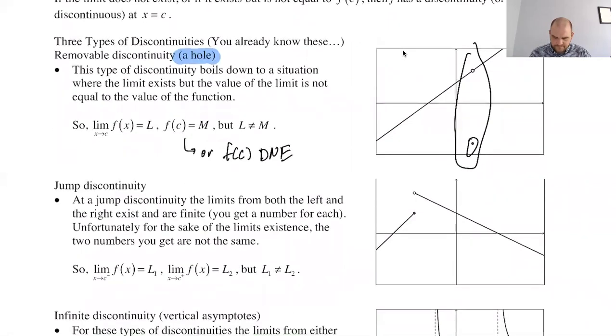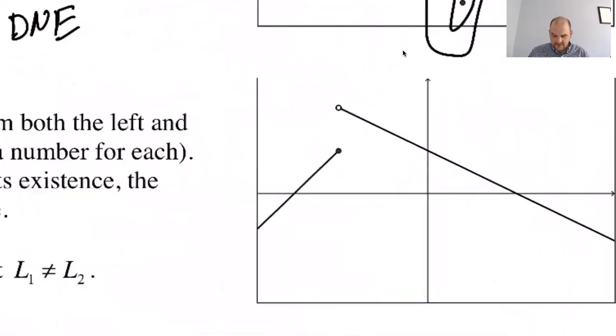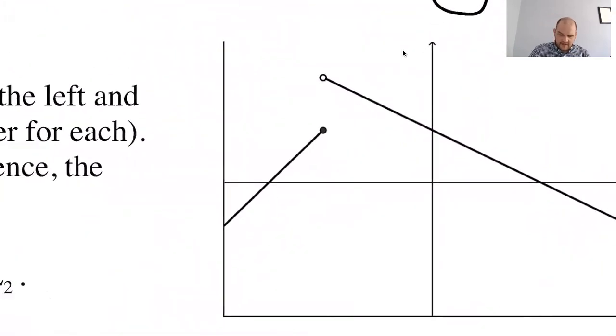Jump discontinuities. A jump discontinuity is when the limit from the left exists and is finite, the limit from the right exists and is finite, but they're not the same number. So we don't care about the value of the function. You never care about the value of the function. These literally look like you would have to jump to get from one to the other, right? So if we had our little stick figure, how do you show jumping?